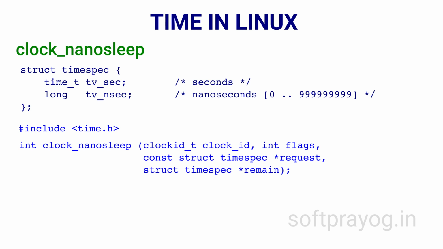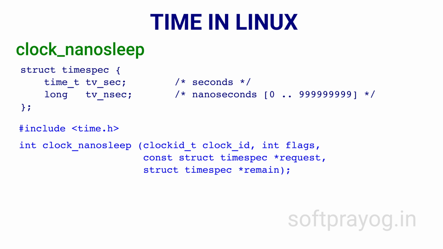The flags can be 0. That means the request is relative to the current value of the specified clock. If flags is TIMER_ABSTIME, the request is interpreted as absolute time in the indicated clock. If flags is TIMER_ABSTIME and requested time is less than or equal to the time in the indicated clock, clock nanosleep returns immediately and the calling thread is not put to sleep.